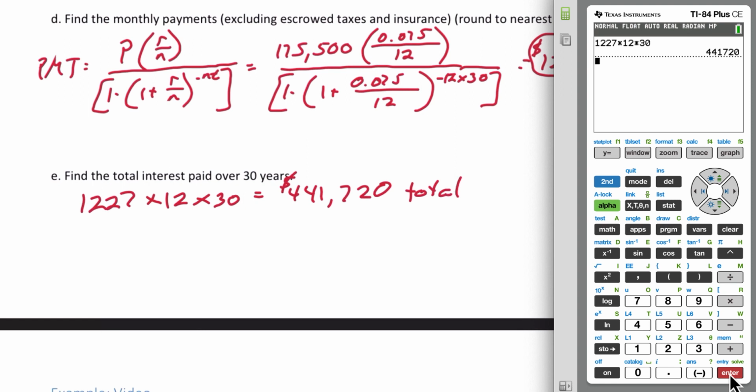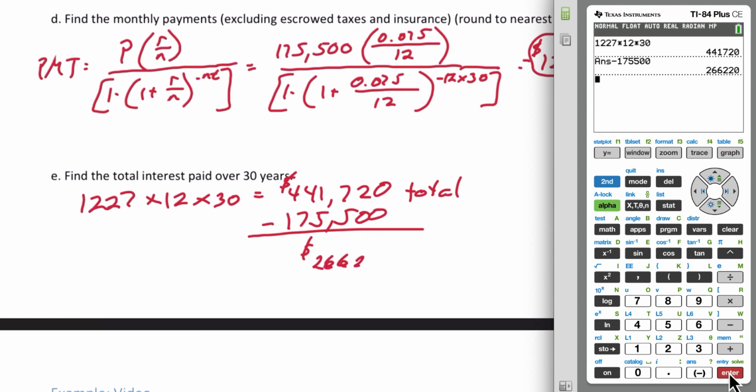To find the interest, we need to subtract the amount of the mortgage, 175,500. And here we get $266,220 in interest alone.